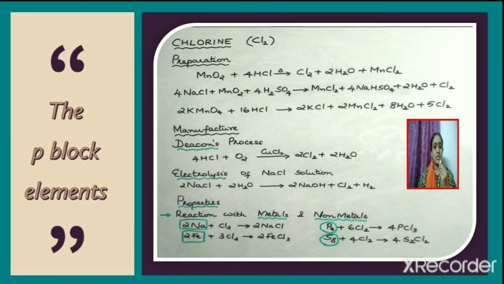Next we shall discuss the properties or reactions of chlorine. Chlorine can react with metals like sodium and iron. It can also react with non-metals like phosphorus and sulfur. Sodium reacts with chlorine to give sodium chloride. Iron reacts with chlorine to give ferric chloride. Phosphorus reacts with chlorine to give PCl3, that is phosphorus trichloride. Sulfur reacts with chlorine to give S2Cl2.